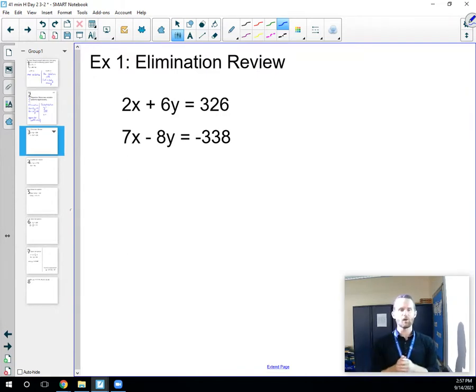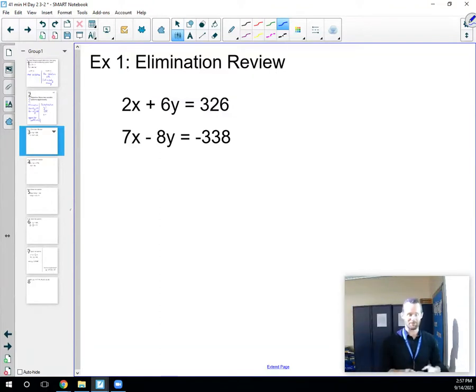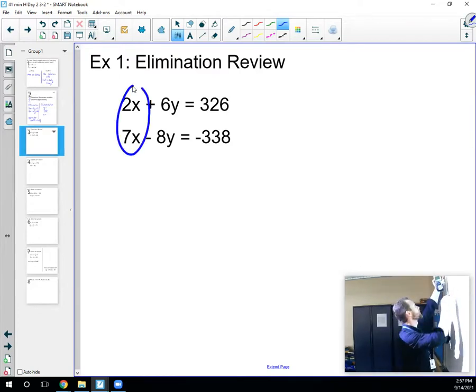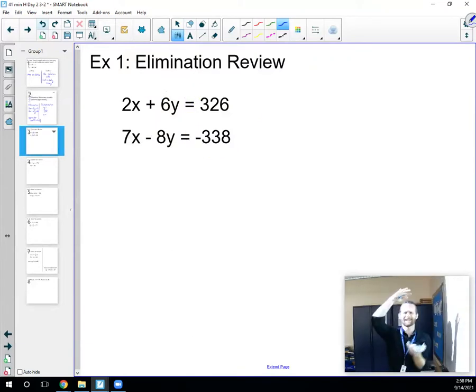Example 1 says 2x plus 6y equals 326, and 7x minus 8y equals negative 338. I've got a feeling that I'm going to need a calculator to make sure my numbers are correct here, so I'm going to grab that now. Now, this one just screams elimination. We've got the x's, the y's, and the constants all lined up vertically, just waiting for us to add them together, waiting for us to combine them.